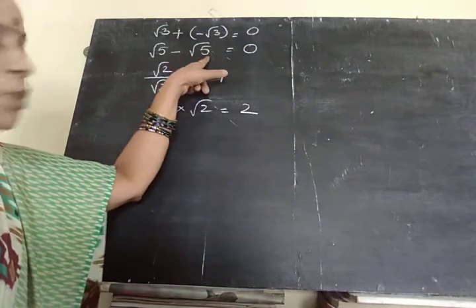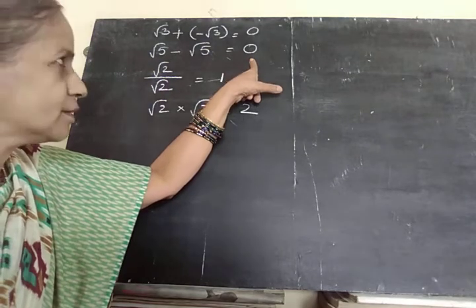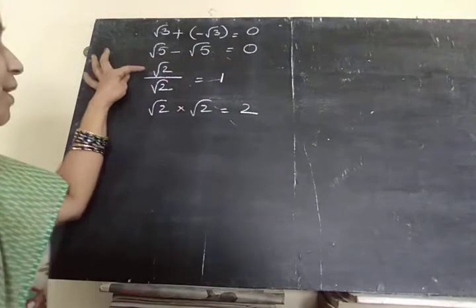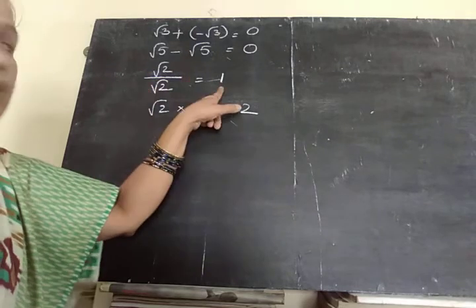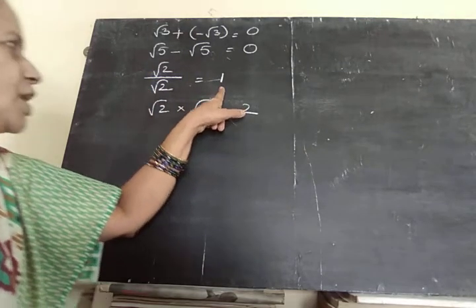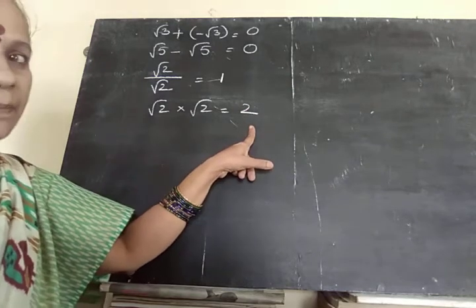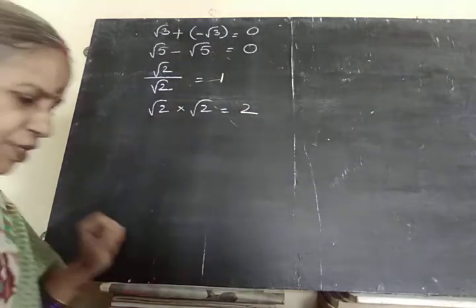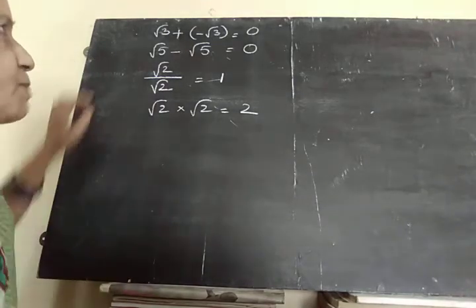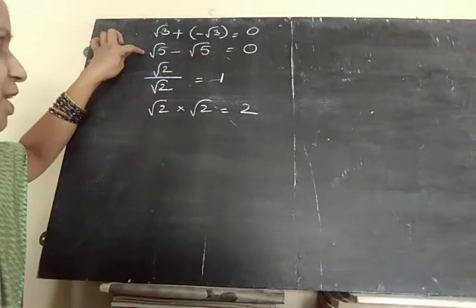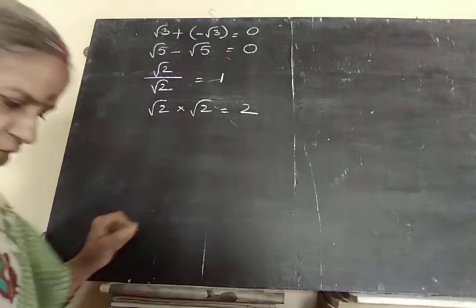The difference between two irrational numbers, we got a rational number, and the quotient root 2 by root 2 we will get a rational number, 1. Root 2 into root 2 we will get a rational number. So it means we can say irrational numbers are not closed with respect to addition, subtraction, multiplication and division. Understood?